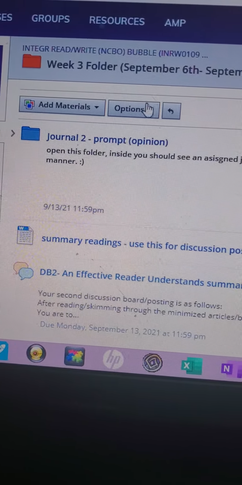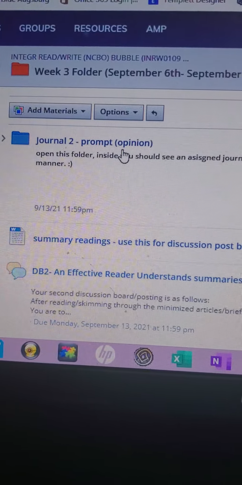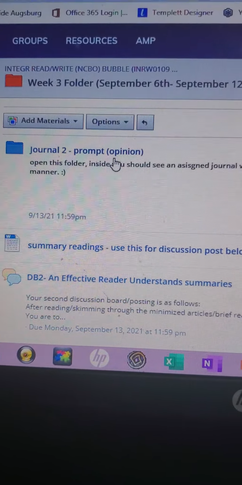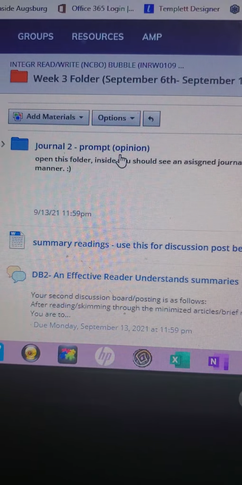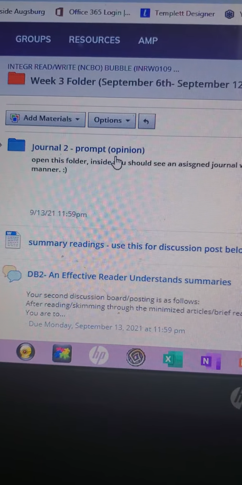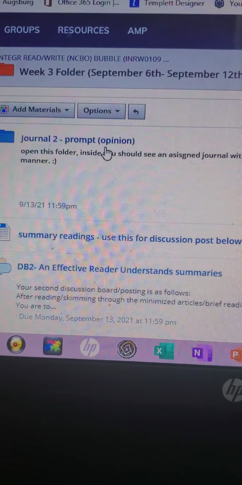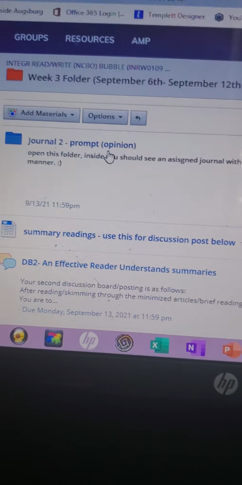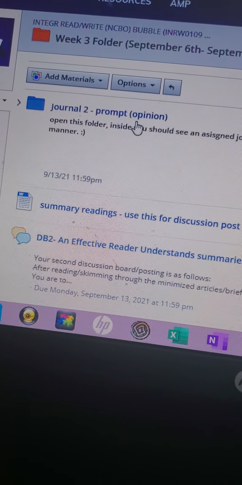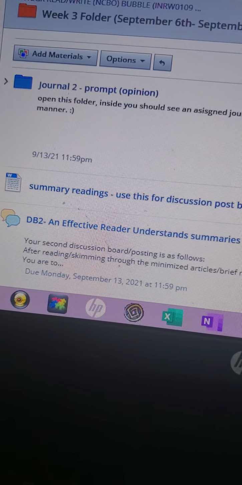Journal 2, when you open it, will have an assigned journal prompt for you. You're the only one that's able to access it. I'm the only one that is able to see it, so no one else can see it but you. The prompt itself is going to ask you a simple question. This is to help you relax into your writing as we go deeper and deeper into the class. There's no right or wrong answer. It usually just tells you to write something.